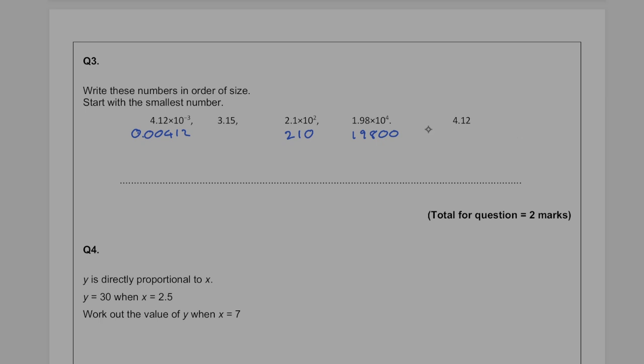So our smallest number here would be this one, and our next smallest one would be this one. We're then looking at 3, 4, 5. So in order, in their original form, we're looking at 4.12 times 10 to the minus 3, 3.15, 4.12, 2.1 times 10 to the power 2, and then finally 1.98 times 10 to the 4.